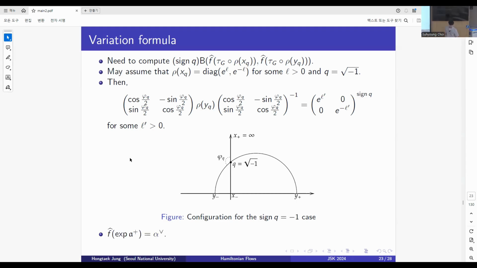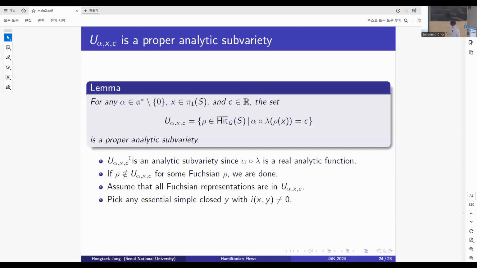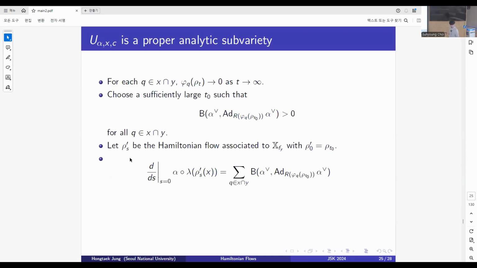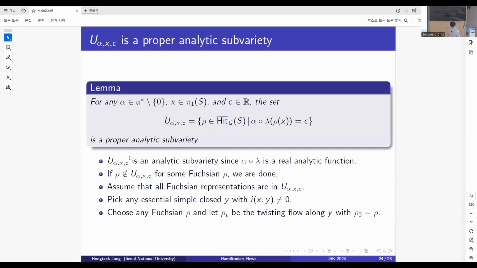Oh, I'm almost running out of time. So let me very quickly show that this is a proper open set. So the idea is very simple.